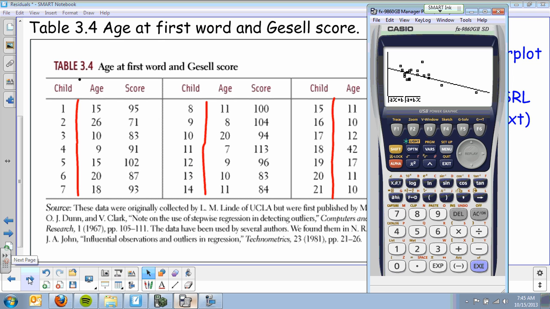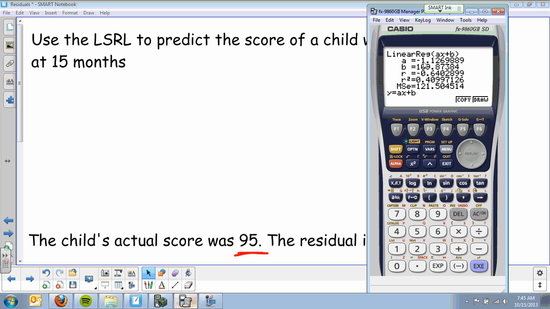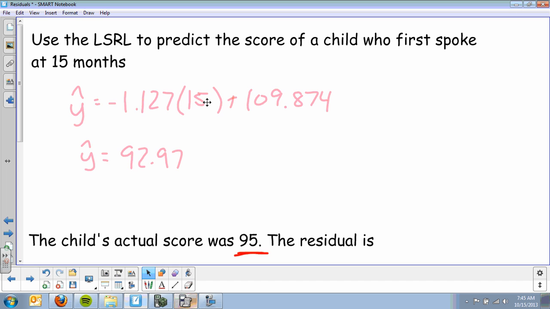Now we're going to use that model to predict the score of a child who first spoke at 15 months. So using my equation, negative 1.13x plus 109.87, I'm going to predict the score of a child who first spoke at 15 months. So 15 is my x, goes into my equation, negative 1.127 times 15 plus 109.874. Type that in my calculator, I get 92.97.